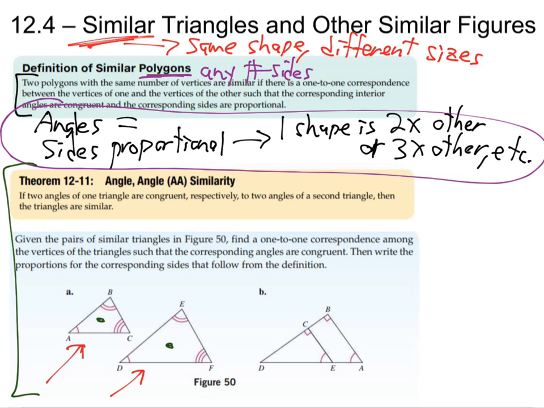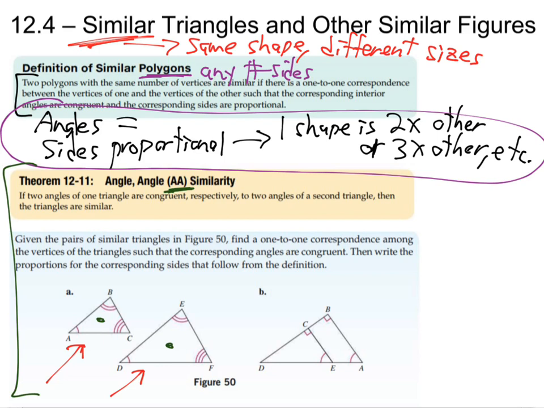Well, all you need is 2 angles, it turns out. You don't need to know anything about the sides. It's kind of surprising. If you just know 2 angles in one triangle are the same as 2 angles in another triangle, they have got to be exactly the same shape. Everything else is just a bigger or smaller version. That's surprising. Why is that enough information?